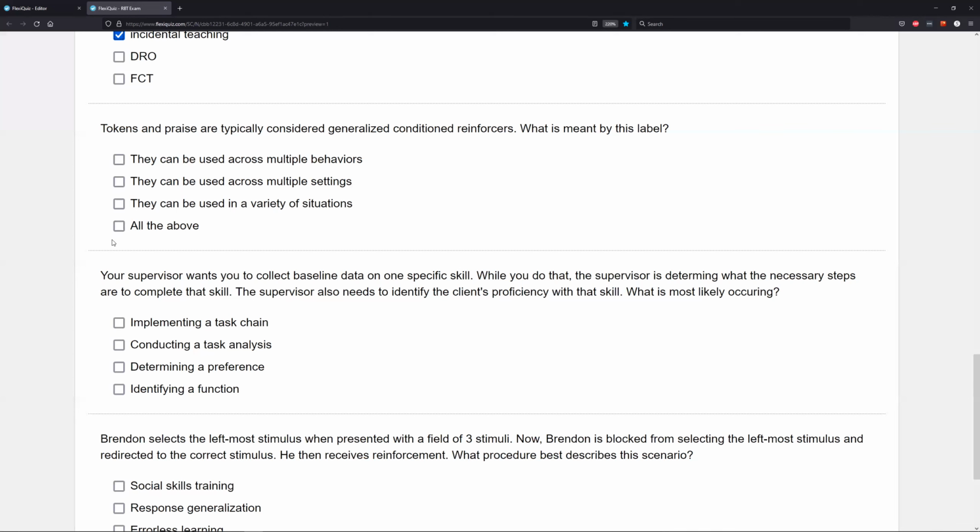So that leaves us with what? D, all of the above. All of these are meant by this label. Again, another great example of why you need to be reading all of your answer choices just to be sure, okay? All of these are good.